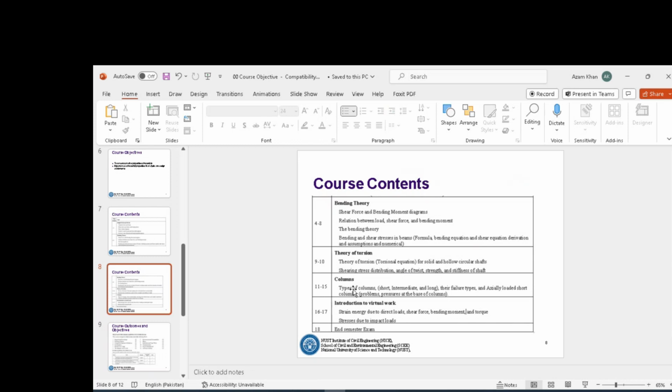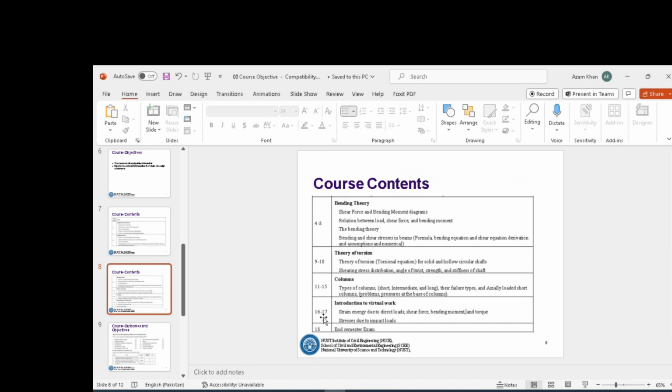So these are vertical members which are axially loaded. We will try to discuss the short columns mainly, a very brief review of intermediate and long columns, but that you will do at a greater depth in MOS 2. But columns are essentially axially loaded compression members. So those will be discussed in 11th till 15th week.